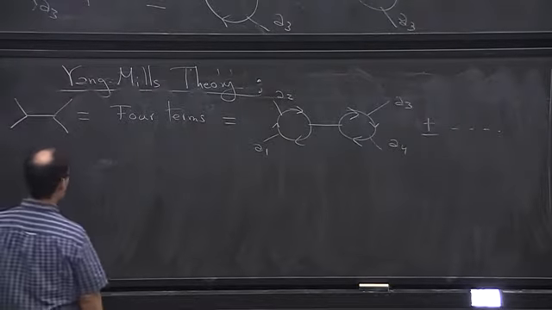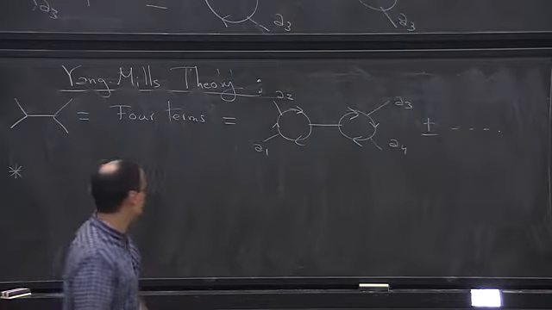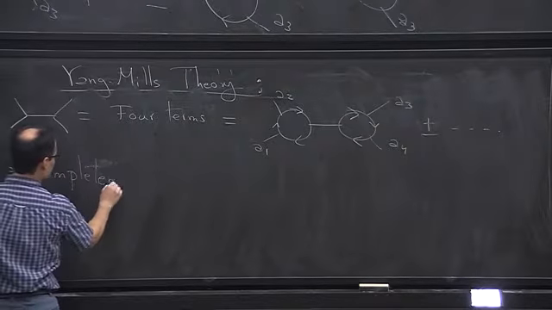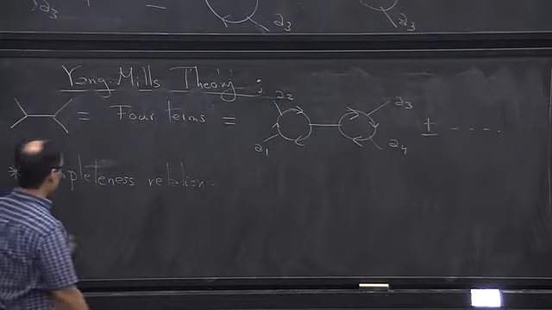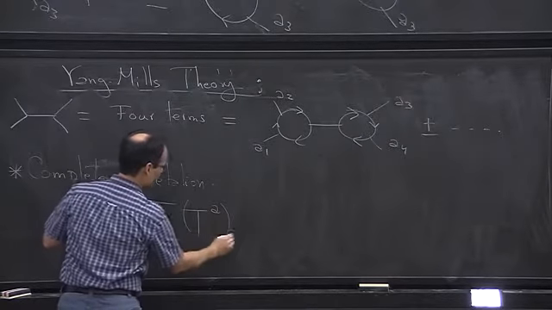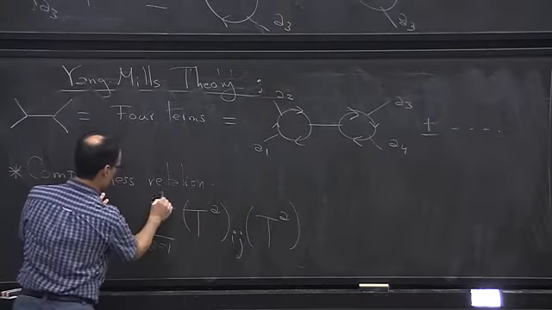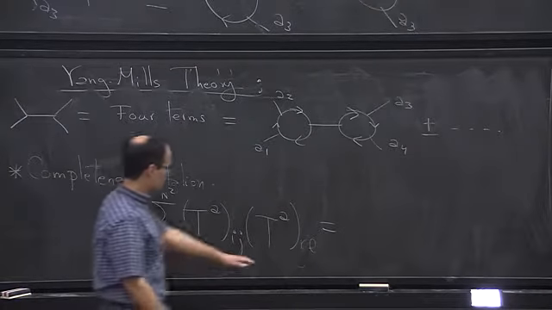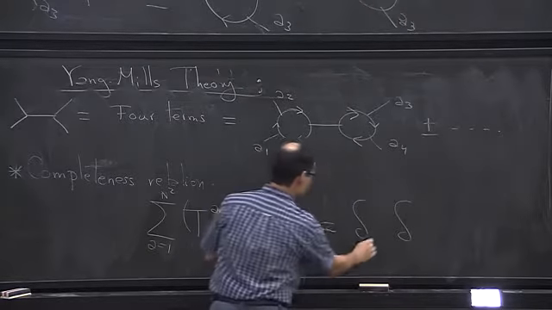Now, the last trick is that we have to use that this vector space also has a completeness relation. And what's a completeness relation? It tells you that if you sum over all elements in your vector space, you get the identity. What's the identity in this space? It's this one.